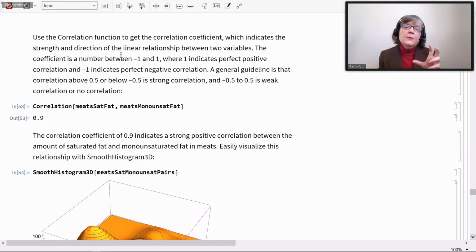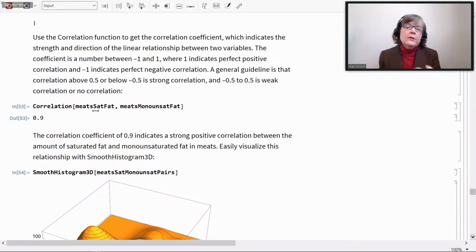That coefficient is going to be between -1 and 1, and 1 is that perfect positive correlation. -1 is that perfect negative correlation. So your general guideline is if it's above 0.5 or below negative 0.5, it's strong correlation. If it's in between, it's weak or no correlation.